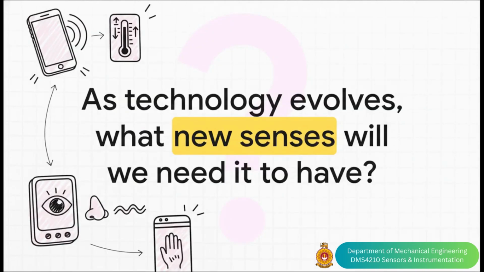So the next time your phone responds perfectly to your touch, or your thermostat adjusts the temperature without you thinking about it, you'll know the secret. It's all about transduction. And it really makes you wonder, right? As our technology gets more and more advanced, what other senses are we going to engineer for it? What will our devices need to feel, or see, or even smell in the future?